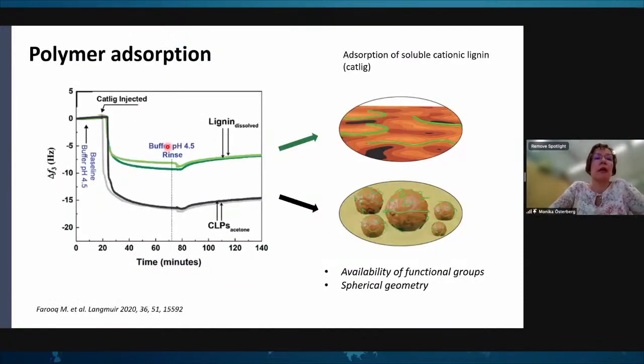This is further some example of polymer adsorption. Compared again the traditional lignin model film, which describes other type of lignin, more hydrophobic lignin, and then the CLP coated particles, so the adsorption to these colloidal lignin particles. And this is a QCMD measurement. So if we have a decrease in frequency, that means that we have adsorption, an increase in mass.